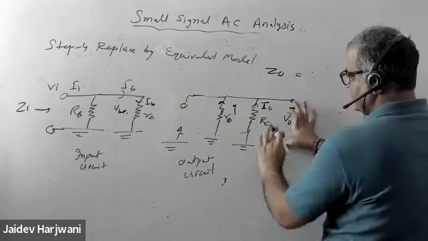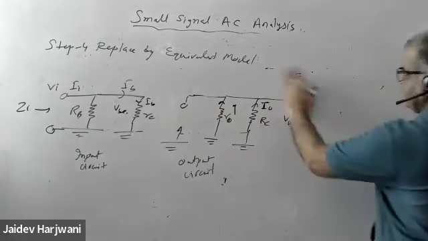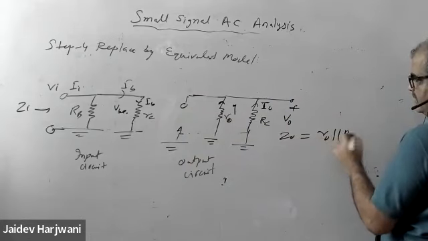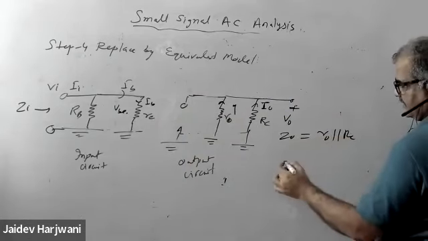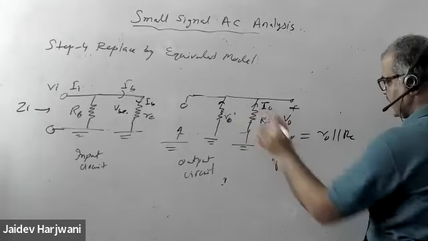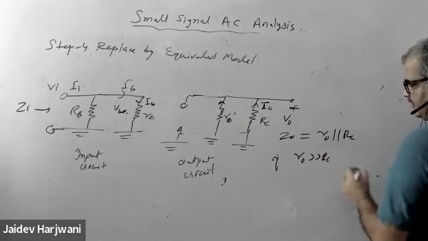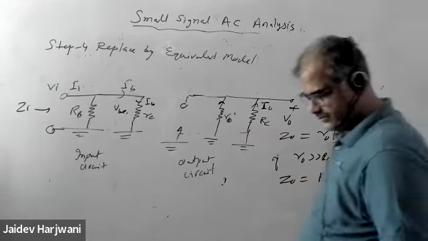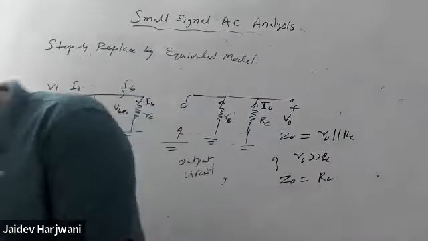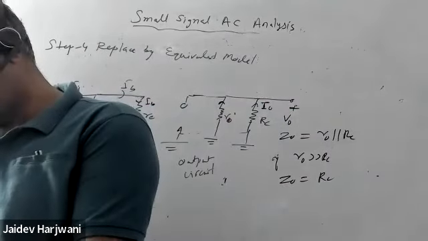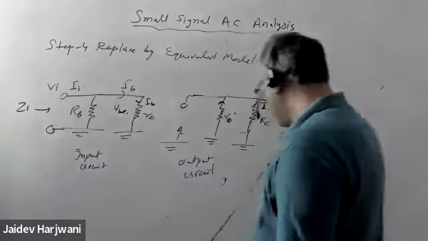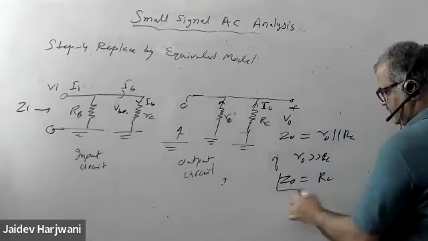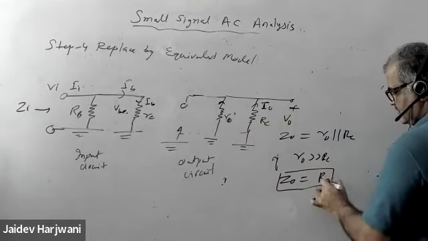Input impedance here is simply the parallel sum of this one, so it will be just R naught parallel RC. And if I say that R naught is greater than RC, in that case Z naught will come just RC. So your input impedance is just RE and your Z naught is just RC.